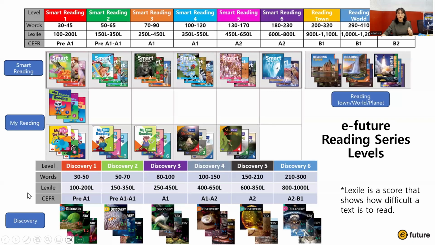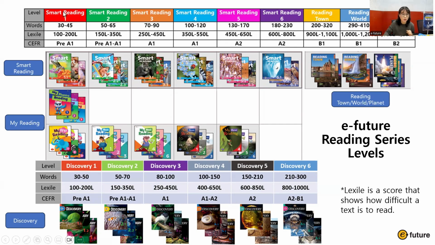If you want to use a reading skill book, then you can look at this chart. Okay, I'll share my PPT with you, so you can look at this chart later, right? You can keep it for your reference. For reading, we have many reading series. We have Smart Reading, we have My Reading series, and Discovery series, and also Reading Town, World, Planet for secondary level. Okay, and here we have the word count.